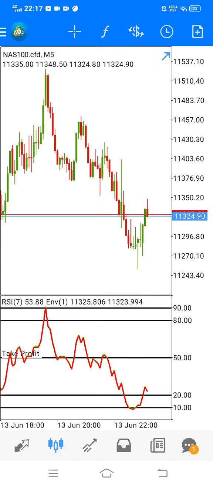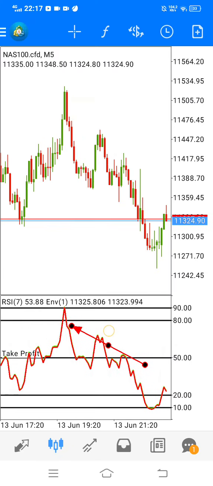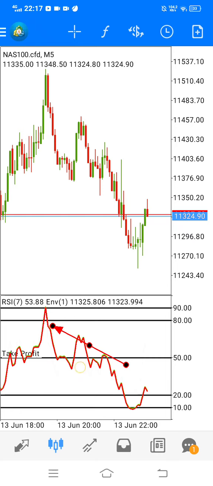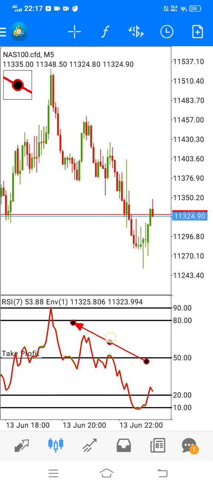Right, let me just get this here. So once your red line reaches level 90, you don't enter the trade just yet, because like I say, most indicators do lag, so you need to do some technical analysis with it, some price action, draw your support, resistance, some trend lines to confirm the trade.